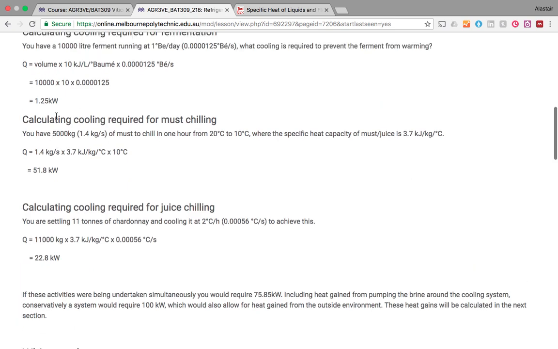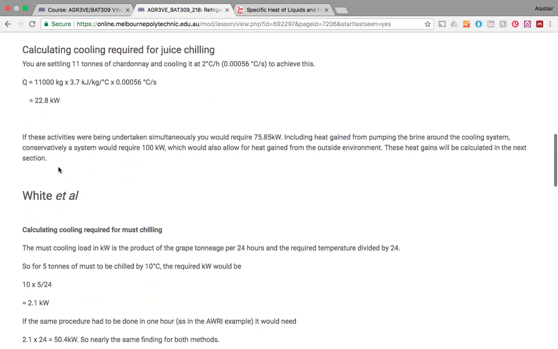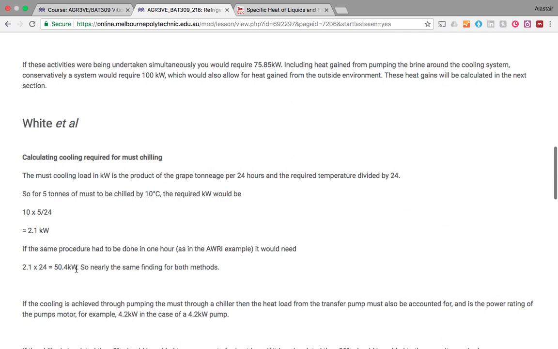And here it is here. So here we use the AGR3VE, which is a slightly more complicated calculation, but not really. It's just the mass flow, which is the weight of our must per second that we need to chill, times the specific heat capacity of grape must, which is 3.7, which is very close to milk, times the temperature difference, 10 degrees. That one gives us 51.8 kilowatts. So almost identical to the White method. You can use either, but I'm going to use the White method in this one here.